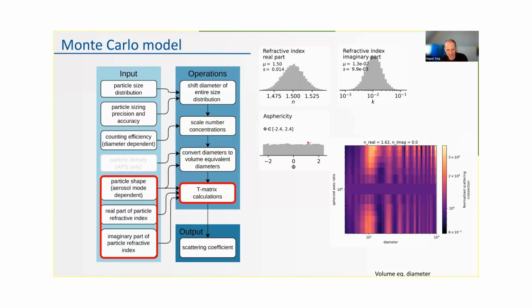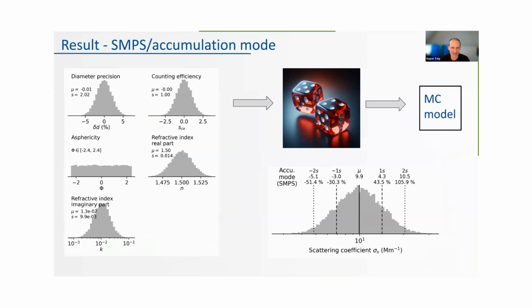And it's important that I of course have to use the very same value here of the asphericity as the one I used earlier when I did the conversion from mobility equivalent diameter to volume equivalent diameter. And that gives me then the result.